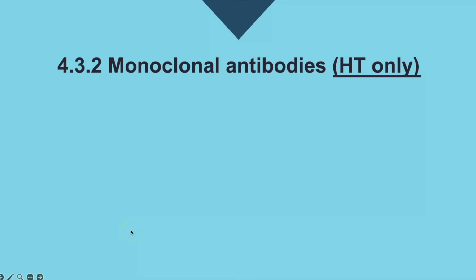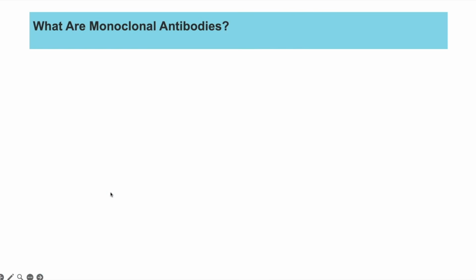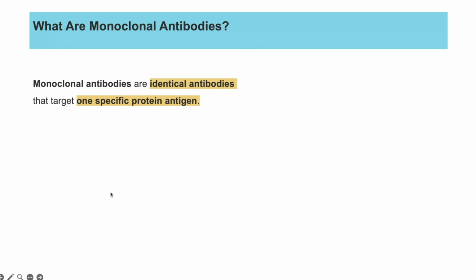This next section on monoclonal antibodies is only on the higher tier. So if you're not doing higher tier, this section is not going to be relevant for you and you can skip to plant disease. So what are monoclonal antibodies?